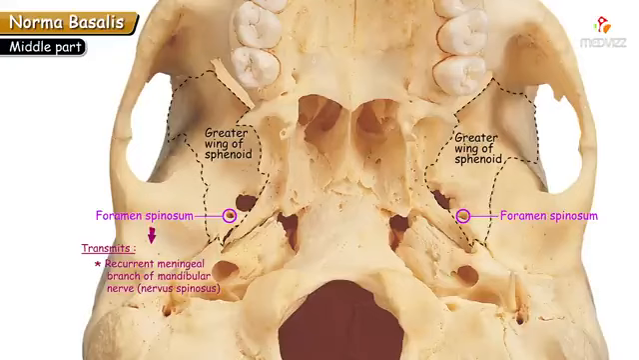Along with this nerve, the vessels are the middle meningeal vessels, middle meningeal artery and middle meningeal vein, which also supply the major part of the meninges. So that is about the foramen spinosum.